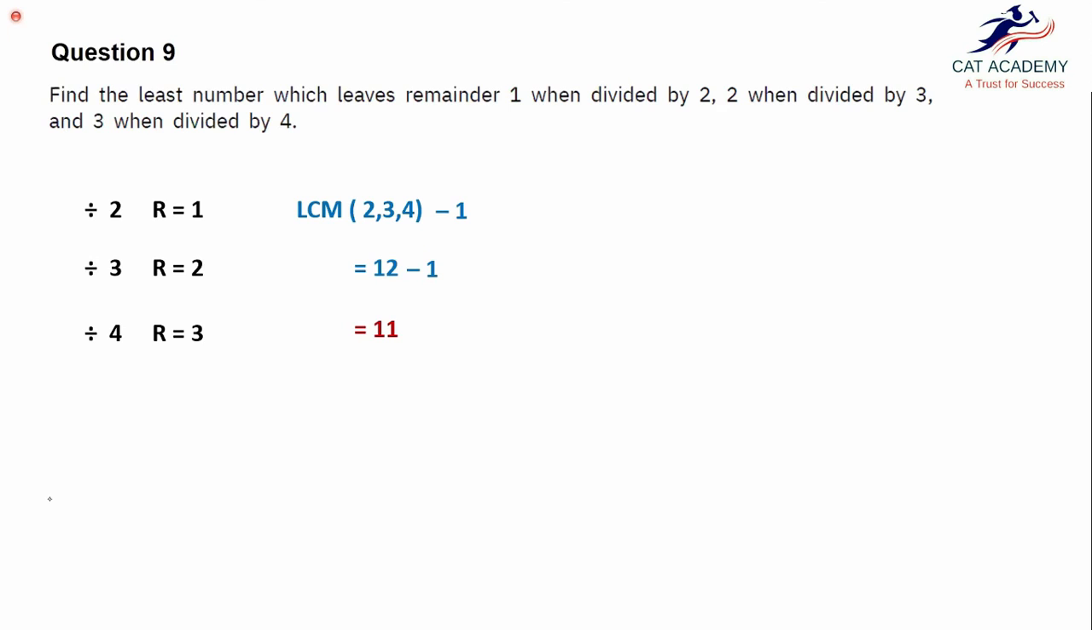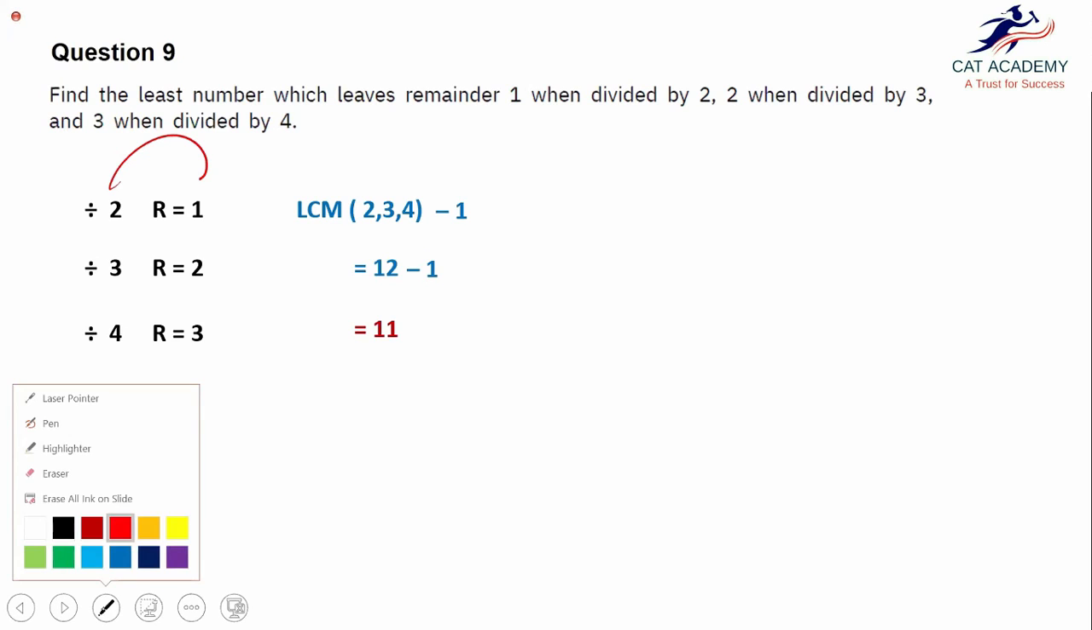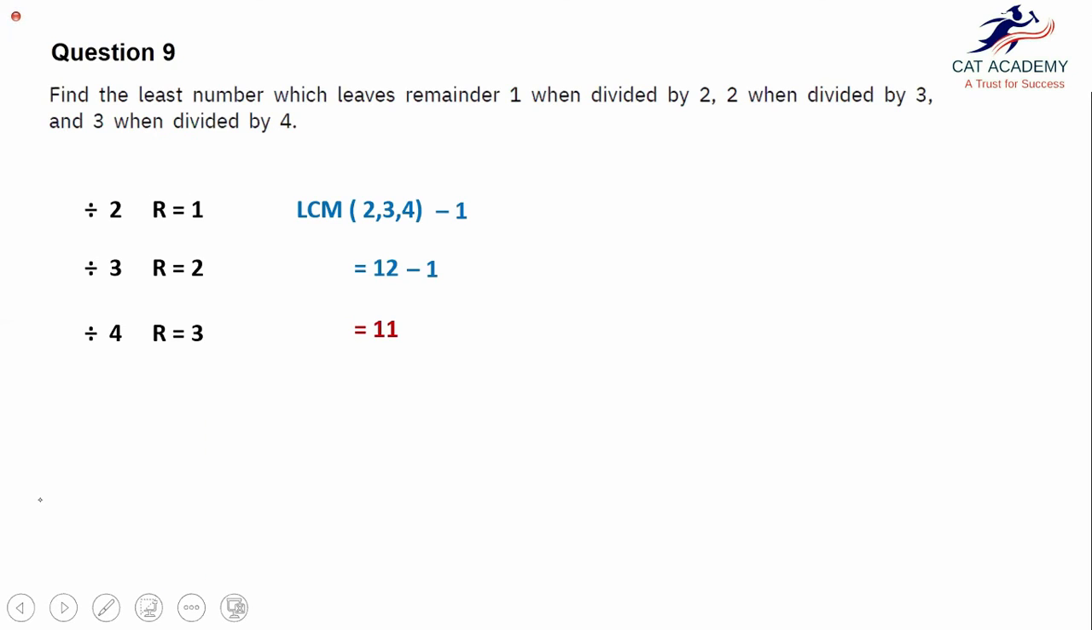So now you understand the logic, Srinivas. In your question also, the difference between divisor and the remainder is constant. So use the similar logic: find the LCM, and then subtract the common difference between divisor and the remainder. Okay? Try this, and in case you still don't get it, then ask me the next time. Okay?